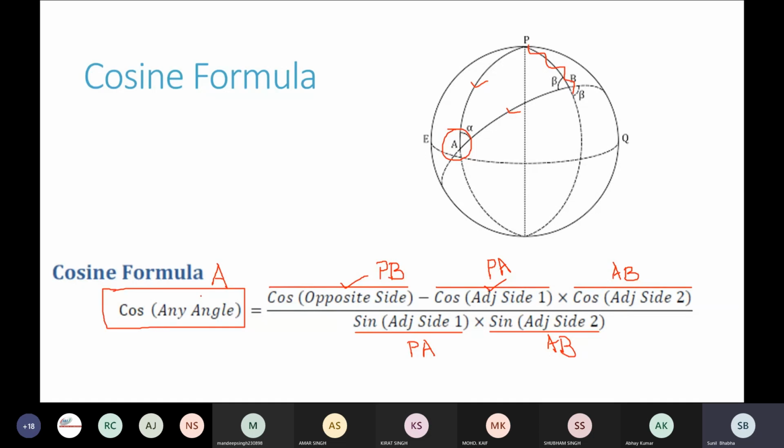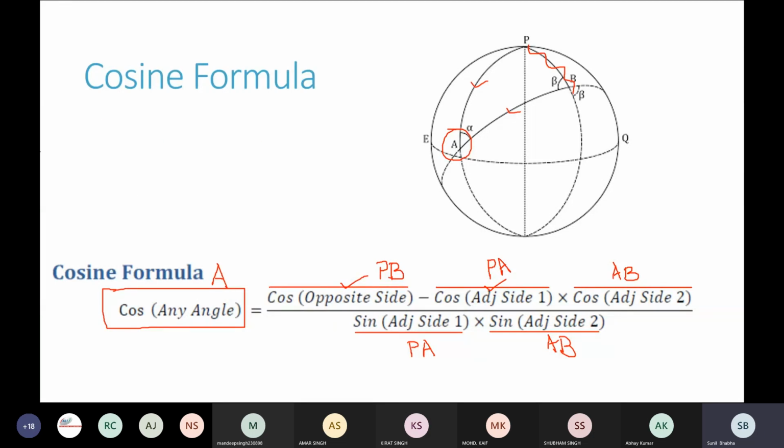Now, as you can see in the formula, if we know all the 3 sides of this particular triangle, PA, PB, and AB, we can calculate any angle of this triangle. We can calculate all the angles. Because on the right side of this formula, you see there are all sides. So if all the sides are known to you, you can calculate any angle using this formula. So that's one usage of the cosine formula.